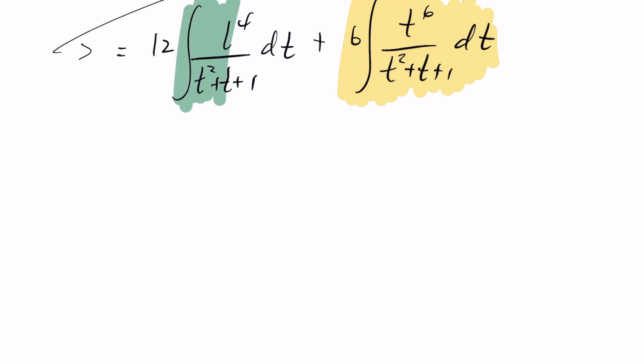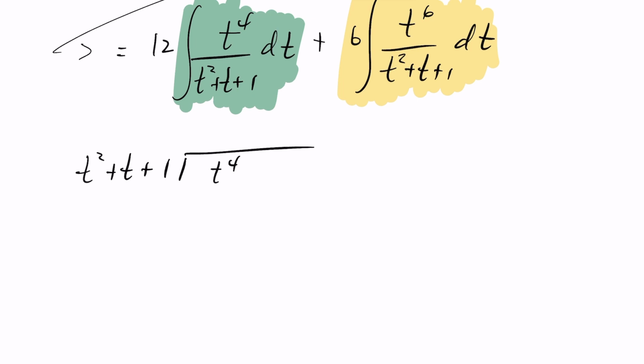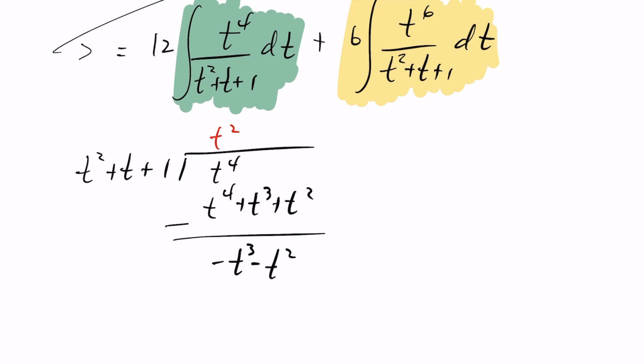And we'll focus on this expression right here. Just fix that t. So I'll go ahead and do long division. This will be t squared plus t plus 1, dividing into t to the power of 4. So this will be a t squared here. And going through our long division, I get t to the 4th plus t cubed plus t squared. Subtracting it up, I get minus t cubed minus t squared.